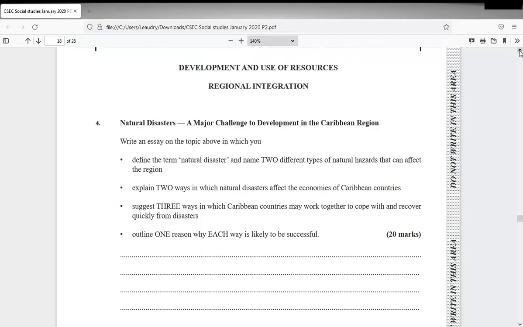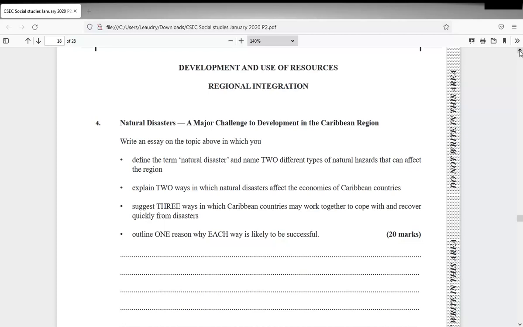Question 4 now. So we are looking at the regional integration section now. Natural disasters a major challenge to development in the Caribbean region. So we're asked to write an essay on the topic above in which you're going to define the term natural disaster and name two different types of natural hazards that can affect the region.